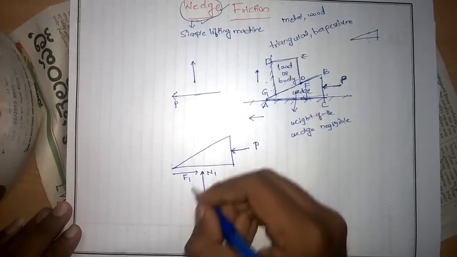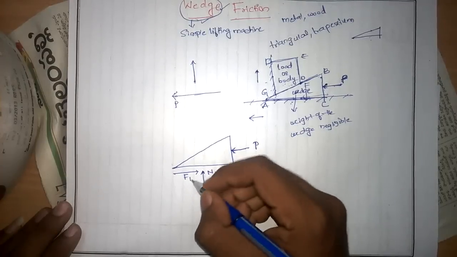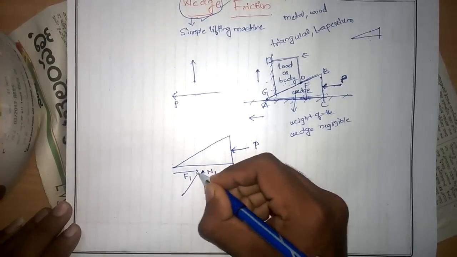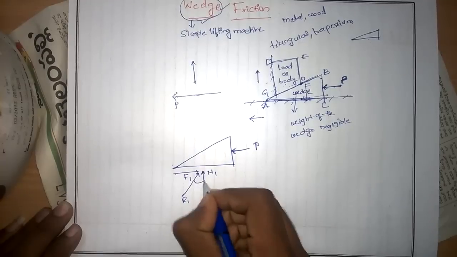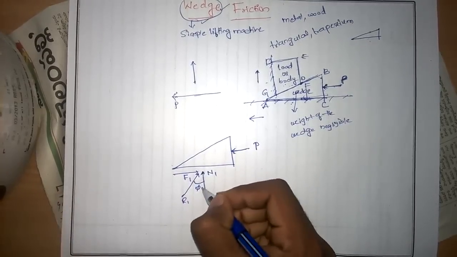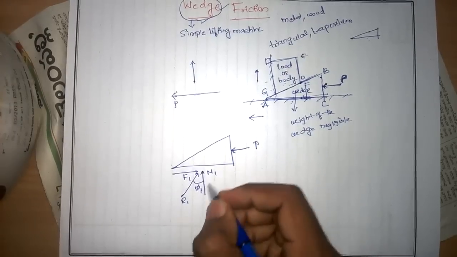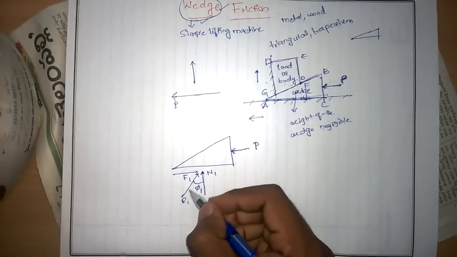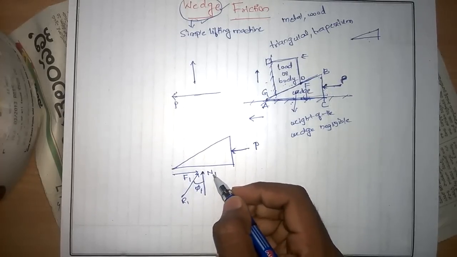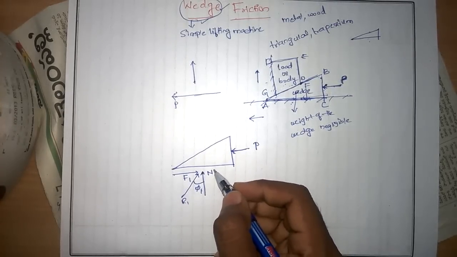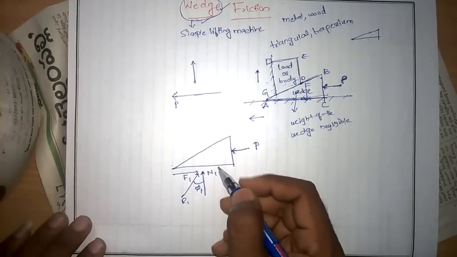Whenever I take the resultant of these two forces, I take this resultant as R1, which is making an angle of phi 1. This angle is phi 1, and R1 is the resultant of this frictional force F1 and N1, which is the normal reaction. And next, it is in contact with this surface also.